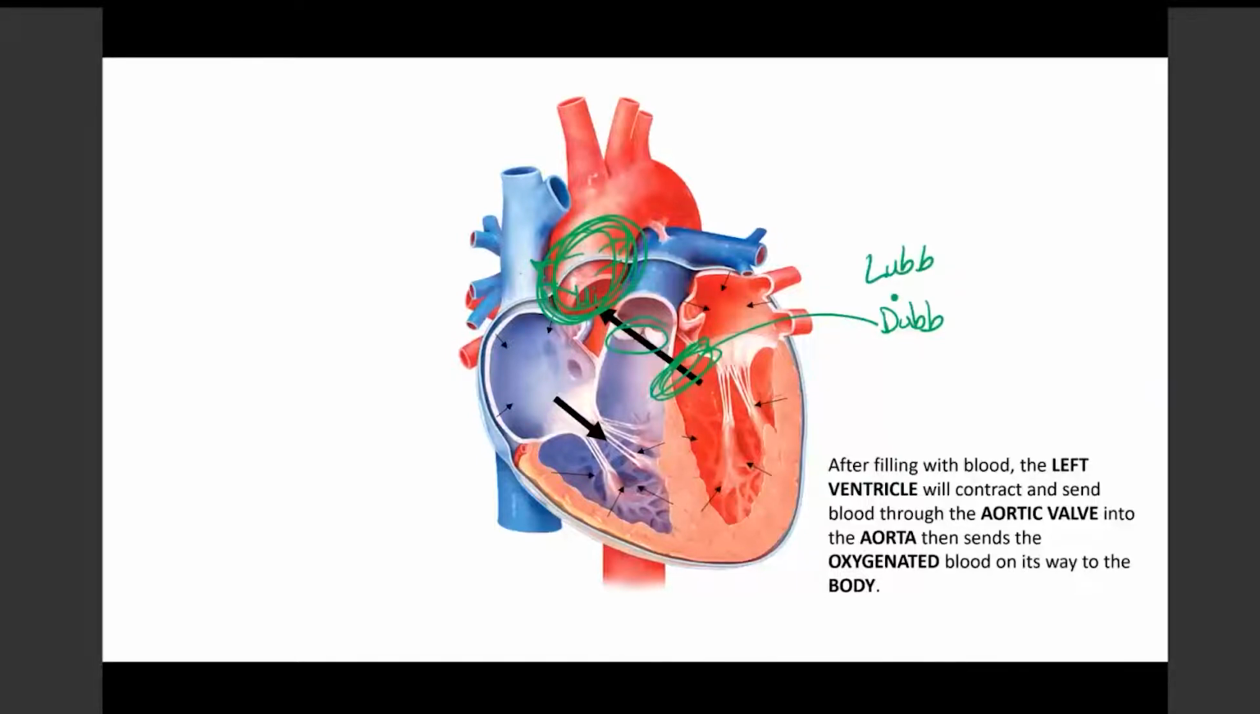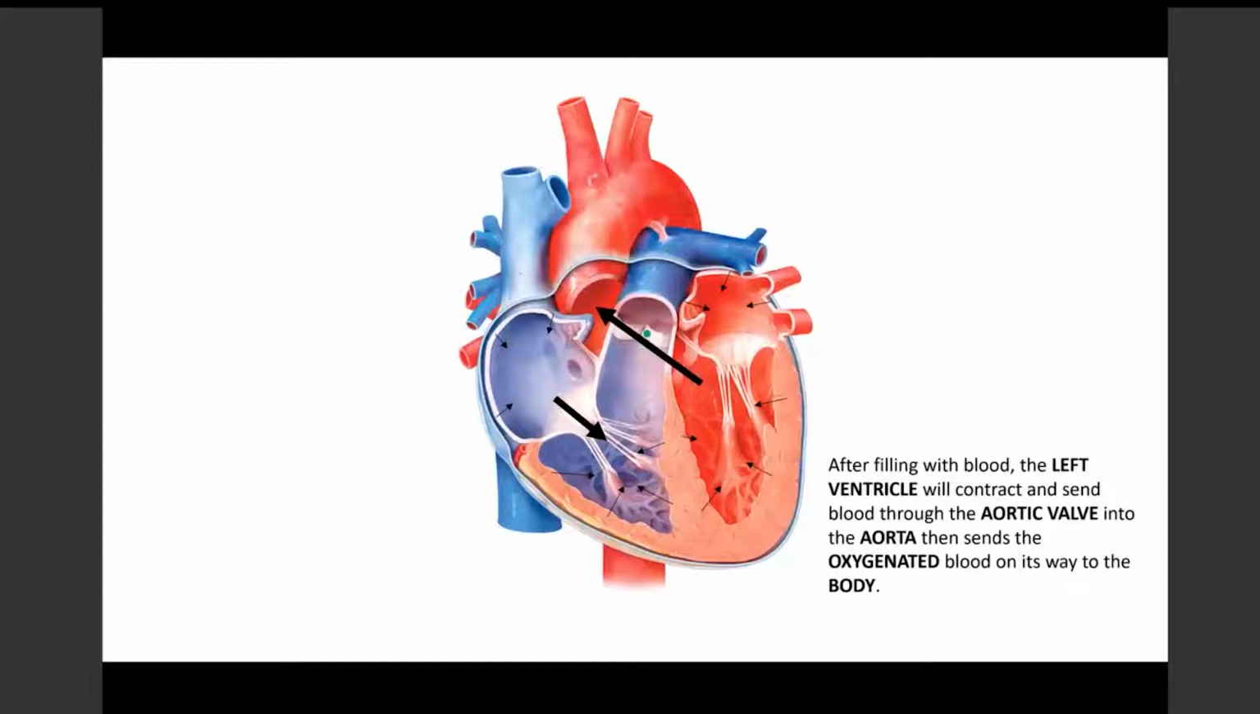So if the semilunar valves closing cause the dub sound, it's the AV valves that cause the lub sound. Careful, careful, Jasmine. You said the pulmonary valve, but the pulmonary valve and the aortic valve open and close simultaneously, right? So if you noticed, what's occurring here in the right side of the heart mirrored what was going on in the left side of the heart. It's exactly what is happening here. You end up with a mirror image of what's going on either side, and it's happening simultaneously.